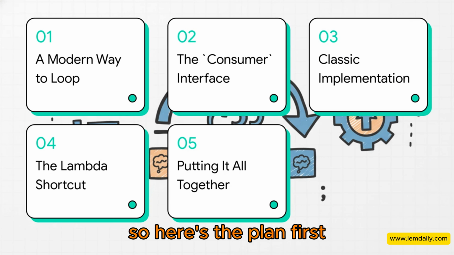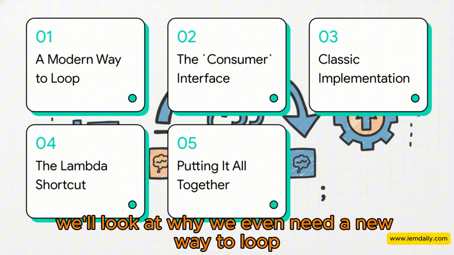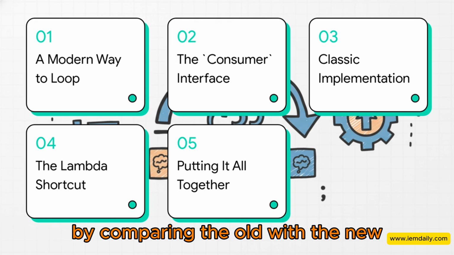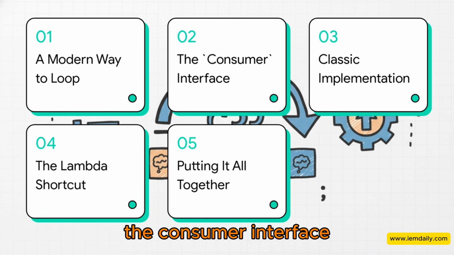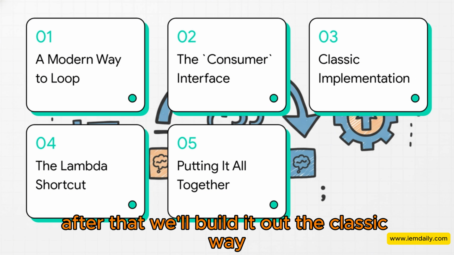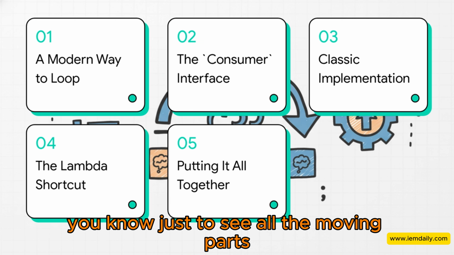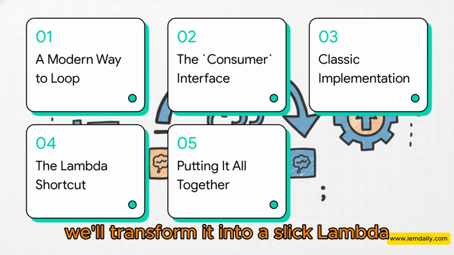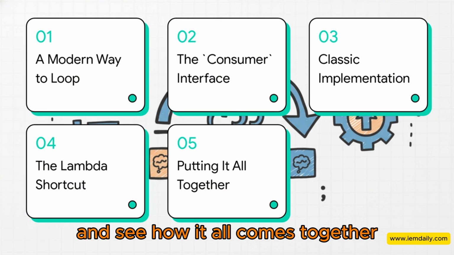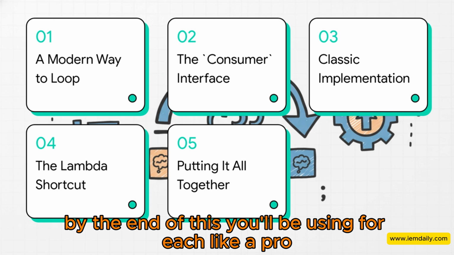Okay, so here's the plan. First, we'll look at why we even need a new way to loop by comparing the old with the new. Then, we're going to meet the real hero behind the scenes, the consumer interface. After that, we'll build it out the classic way, just to see all the moving parts. And then, the magic happens. We'll transform it into a slick Lambda and see how it all comes together. By the end of this, you'll be using forEach like a pro.